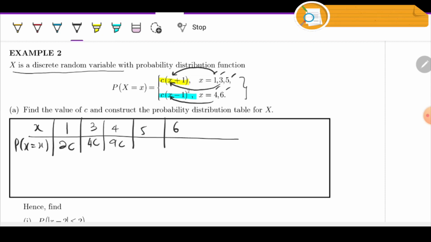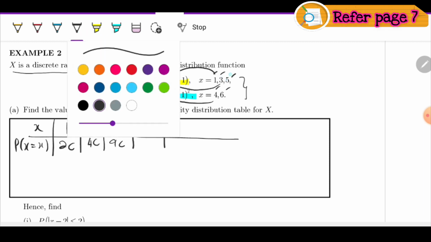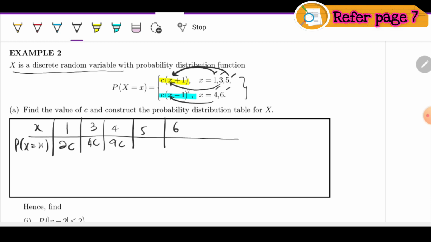9c. When x equals 5, we use the upper function. So substitute 5 into x, then we get 6c. When x equals 6, we use the lower function. Substitute 6 into x, then we get 25c. The question asks you to find the value of c.